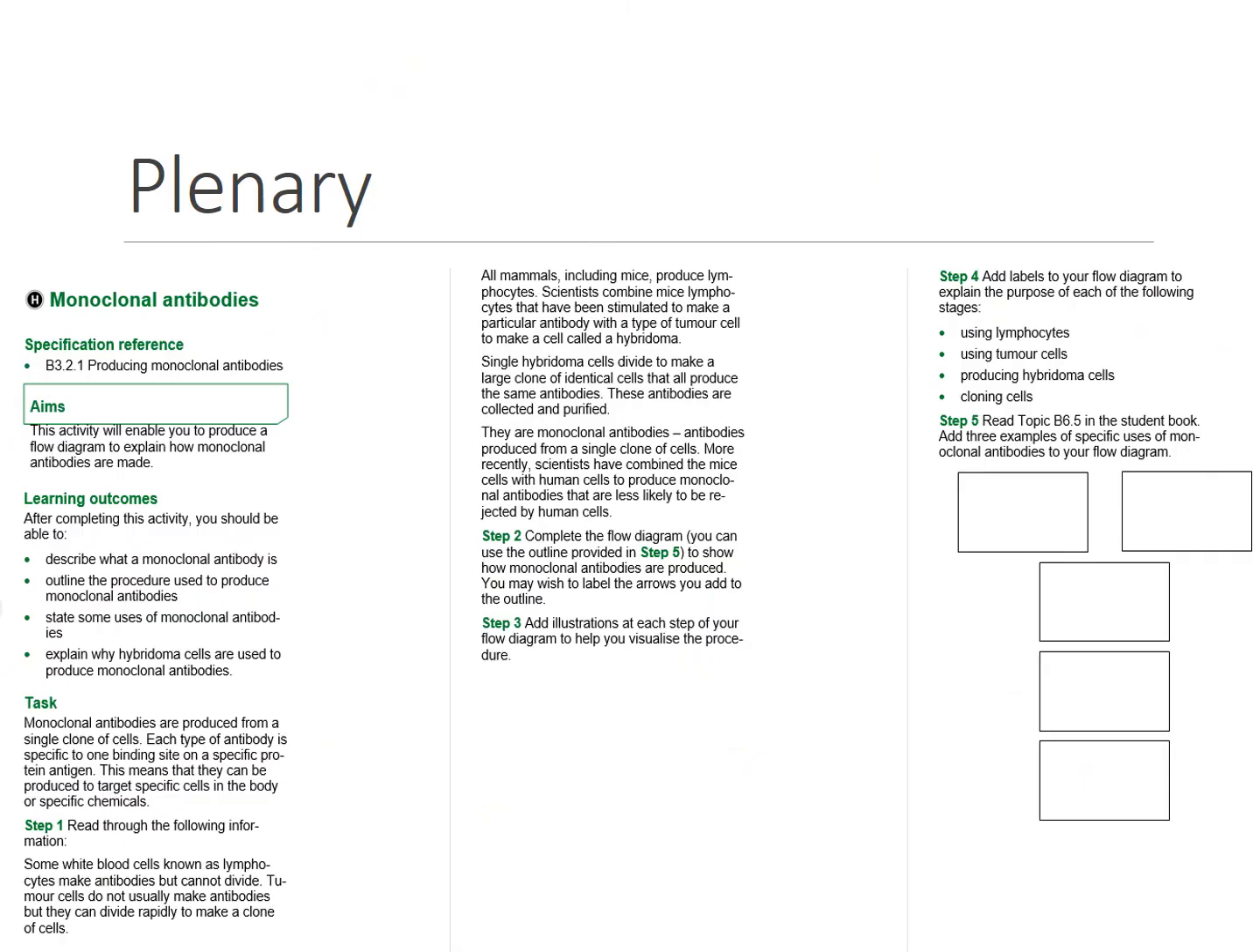Okay, I have attached this. This is your plenary, so it's got your task, but it's got a lot of information, so it's worth reading this. And then it says read it in your student book. You can get that on Caboodle, but essentially you've got to do the flow diagram. Have a read of it and do the flow diagram. Please ask me any questions.